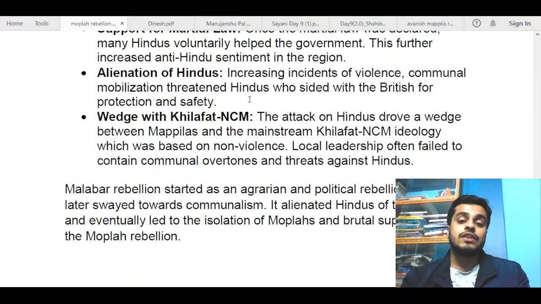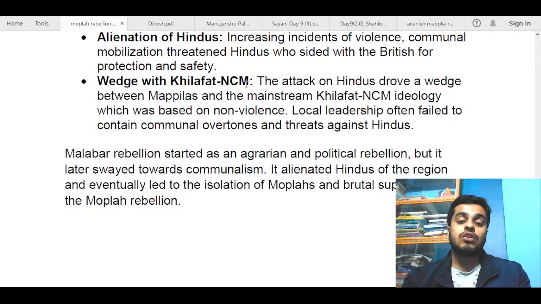Now, alienation of Hindus: increasing incidents of violence and communal mobilization threatened Hindus, who sided with the British for protection and safety. Also, after spying, they sided with the British because they thought that they were lesser in number and the British could give them protection and safety. But this, in turn, increased the incidents of violence and communal mobilization.